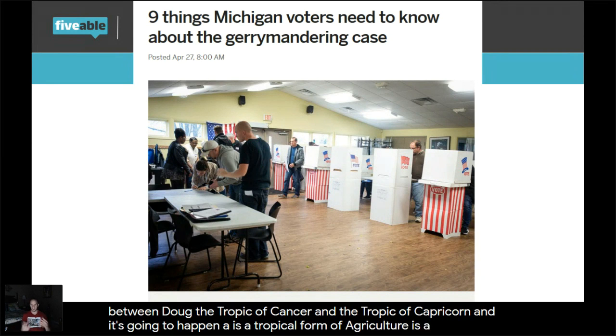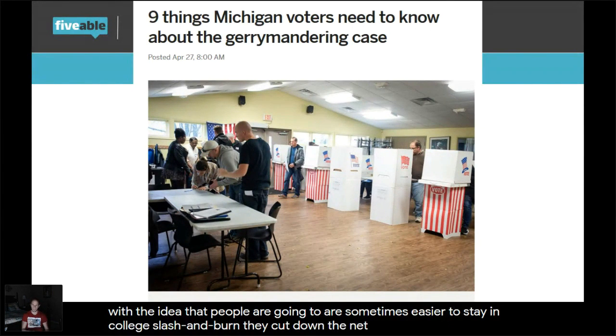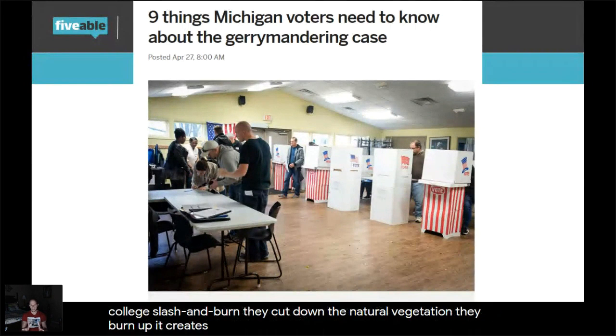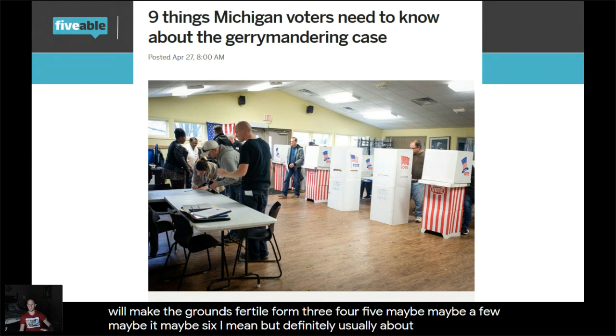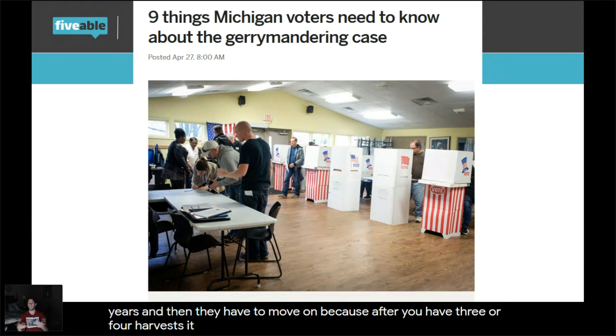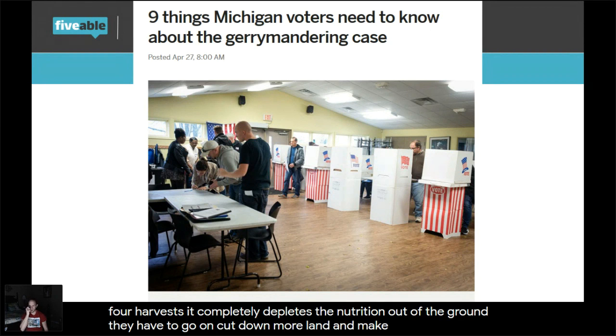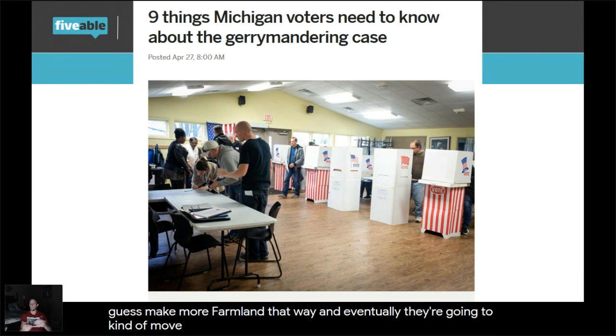Sometimes you see it called slash and burn. People cut down the natural vegetation and burn it up. It creates potash in the form of ash on the ground, which makes the ground fertile for definitely usually about 3 to 5 years. Then they have to move on, because after 3 or 4 harvests it completely depletes the nutrition out of the ground, and they have to cut down more land and make more farmland that way, and eventually move on. As population grows, it becomes a little bit more unsustainable.